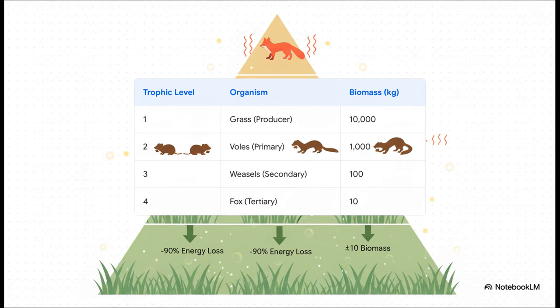Now, this is where it gets really interesting. Just look at the numbers here. We start with 10,000 kilograms of grass, but that only supports 1,000 kilograms of voles, which in turn only supports 100 kilograms of weasels and a tiny 10 kilograms of fox at the top. Did you spot the pattern? The biomass drops by a factor of 10 each and every time, and that is not a coincidence.